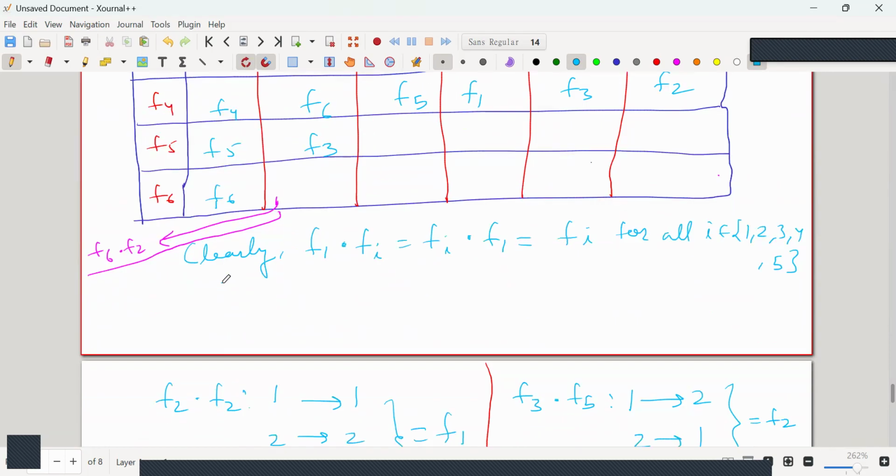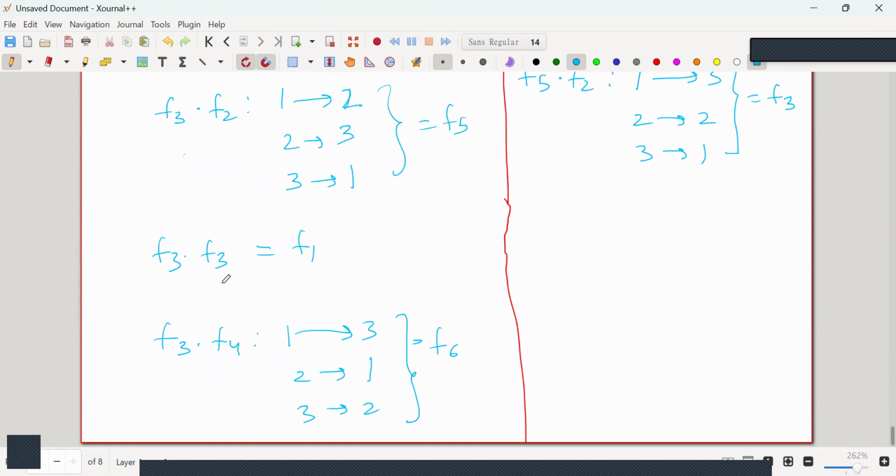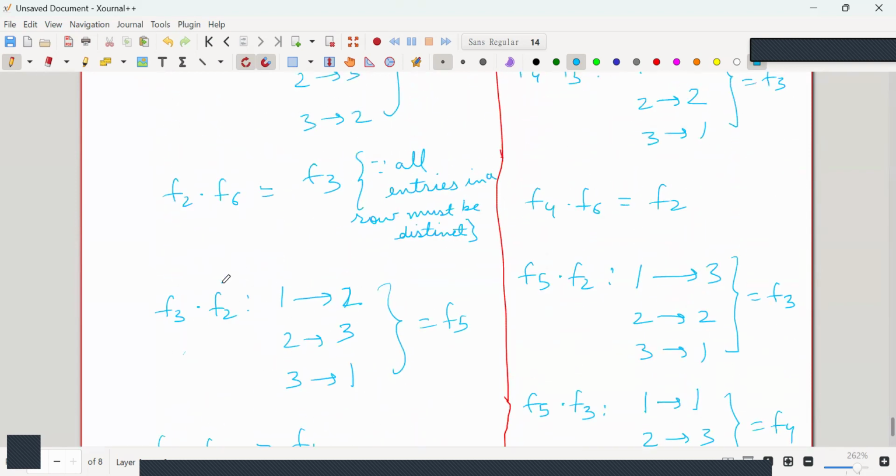Now we can also fill this one, but we will do it later. First of all, let's find out what is F5 with F3. So F3 maps 1 to 3, and F5 maps 3 to 1. So 1 is fixed. F3 maps 2 to itself, and F5 maps 2 to 3. F3 maps 3 to 1, and F5 maps 1 to 2. So this will be like this, and this is F4.